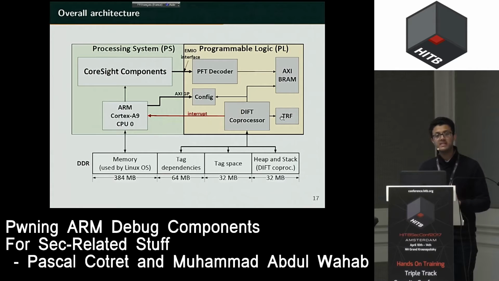We have other components. We needed to store tags of CPU registers, which are stored here. We also needed to store tags of memory addresses used by the application, which are stored over here. And the output of static analysis is stored in the tag dependency section over here. The coprocessor just propagates and checks these tags, and if something unsecure happens, it interrupts the CPU: stop, there is something wrong.